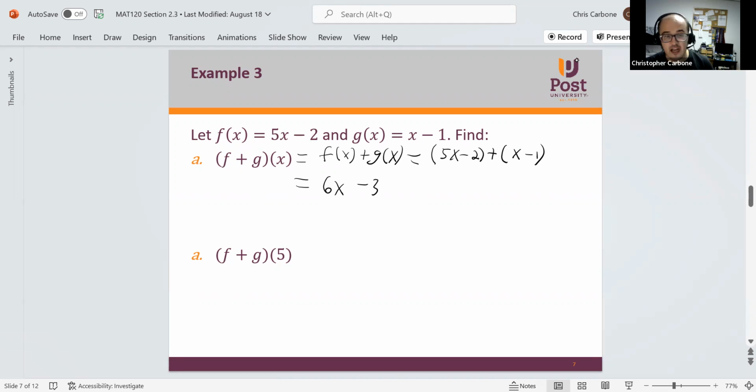And if we want to put 5 in for x, as we do down here, in this new addition problem, this would be 6 times 5 minus 3. And that just nicely makes 27. And so it's 30 minus 3.